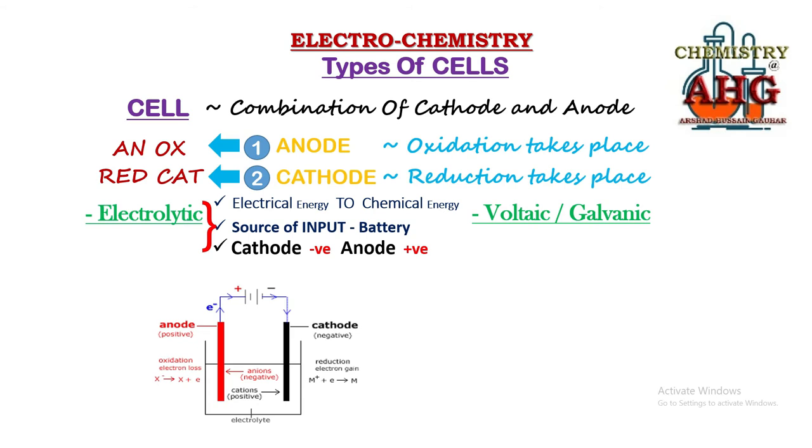Why? Because the electrode that is connected to the larger terminal of the battery is positive, and the electrode that is connected to the smaller terminal of the battery is negative. So that is quite simple in case of electrolytic cell.